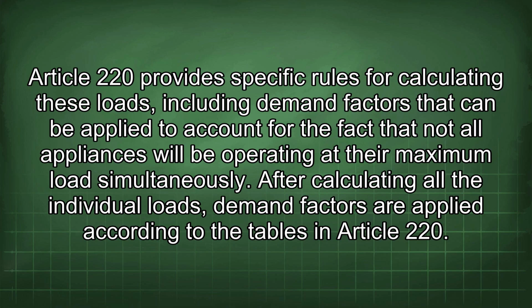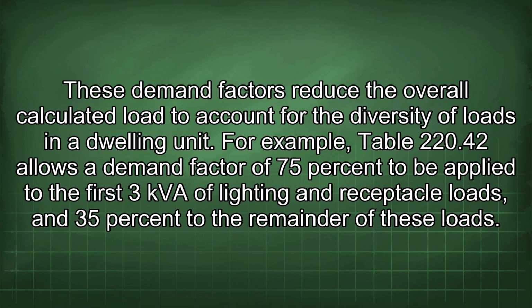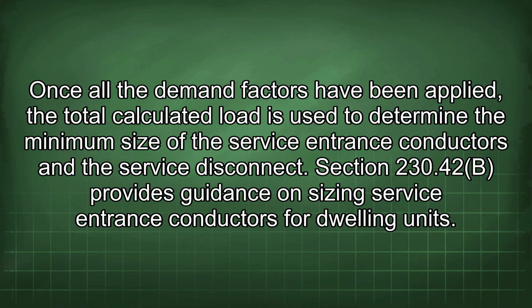After calculating all the individual loads, demand factors are applied according to the tables in Article 220. These demand factors reduce the overall calculated load to account for the diversity of loads in a dwelling unit. For example, Table 220.42 allows a demand factor of 75% to be applied to the first 3 kVA of lighting and receptacle loads, and 35% to the remainder of these loads. Once all the demand factors have been applied, the total calculated load is used to determine the minimum size of the service entrance conductors and the service disconnect.